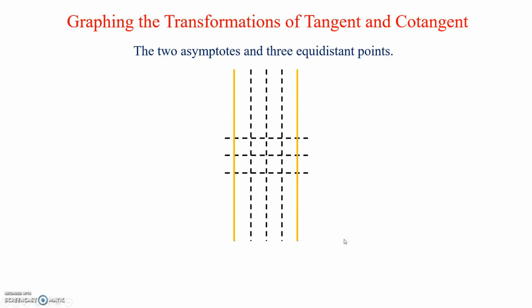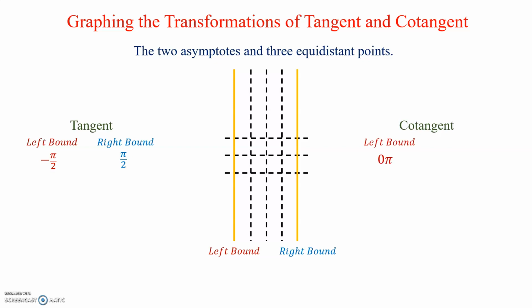So we'll start with these 2 vertical lines. This is where we will determine the new left and right bound. Well, depending upon which trig function you use will help dictate how you find it. So if we're using tangent, we saw earlier that the original left bound was at negative pi over 2 and the original right bound was at pi over 2. Well, if it was cotangent, the left bound was at 0 and the right bound was at pi. So these are critical bits of information in helping us determine where the 2 asymptotes will be located.